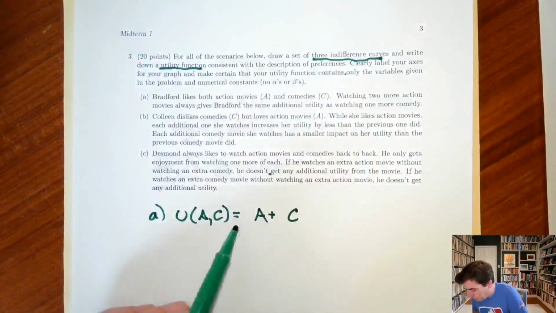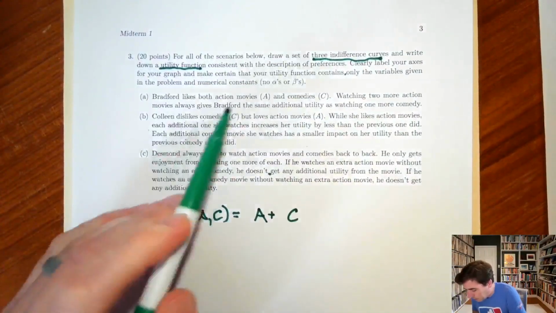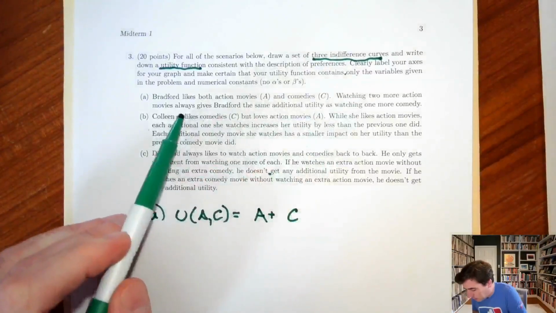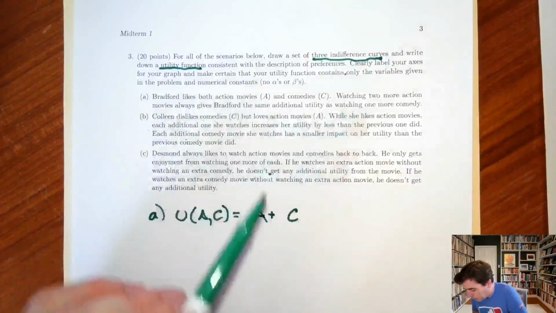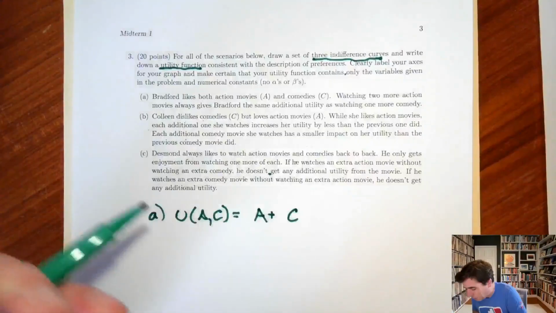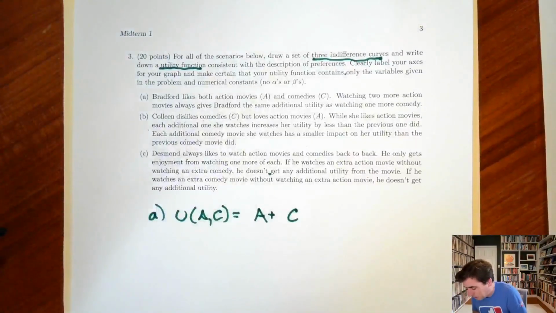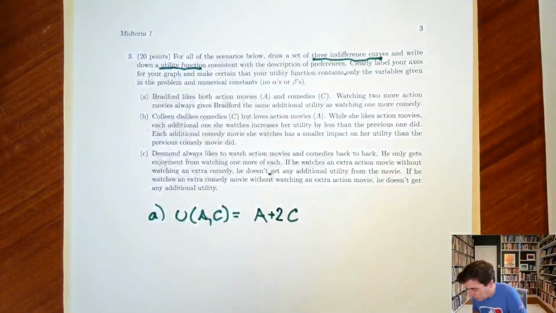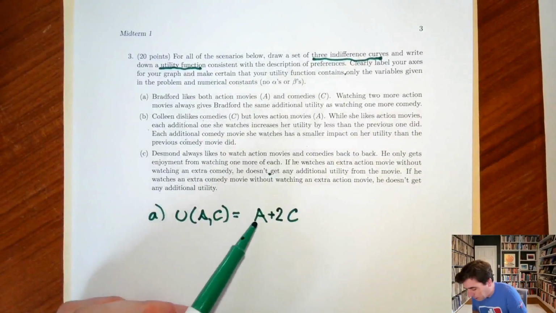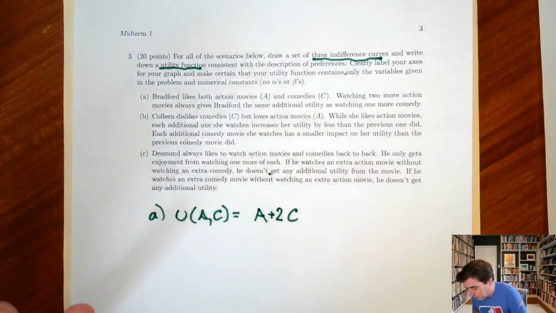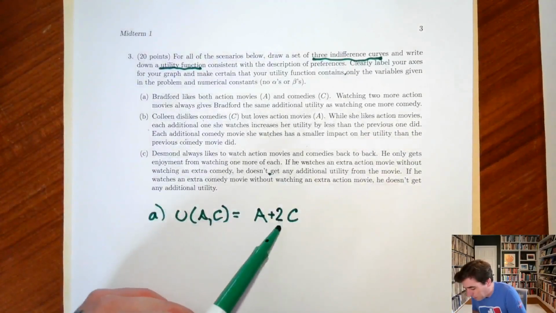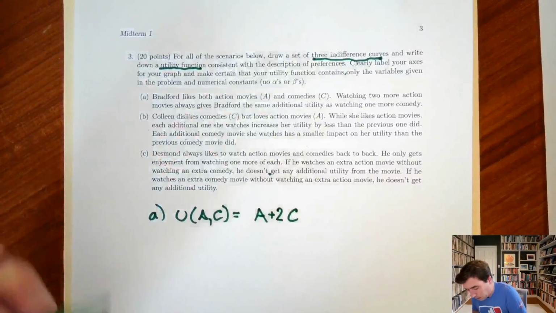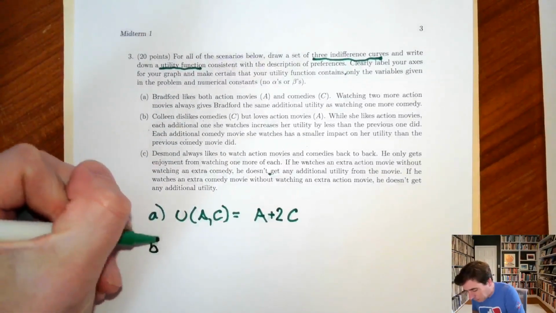But now I need some coefficients out in front of here. So if 2 action movies give the same utility as 1 comedy, well then a comedy is worth twice as much as an action movie, right? And so I'm going to put a 2 there in front of the comedy. Okay, and so 2 action movies, each action movie is going to increase my utility by 1 unit. So 2 of them increase the utility by 2. 1 comedy is going to increase utility by 2. So that checks out. All right, let's move on to part B here.